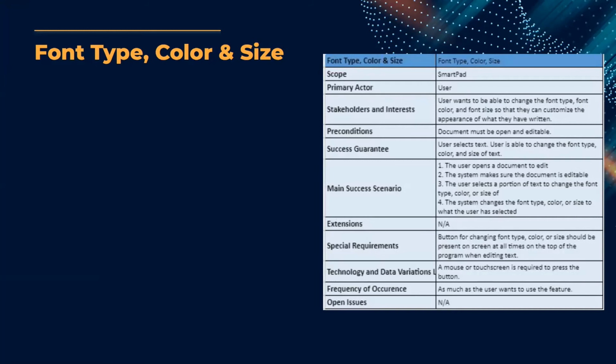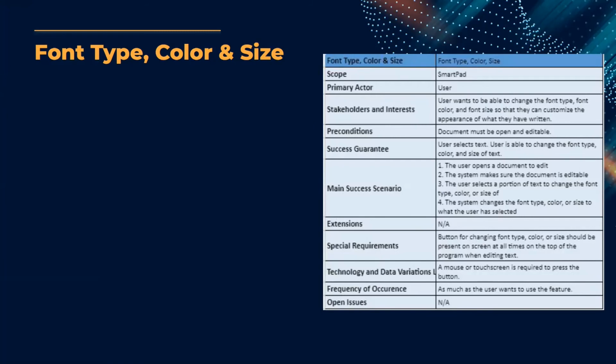The user wants to be able to change the font type, color, and size so they can customize the appearance of the text they've written. Preconditions, again, document must be open and editable. And the success guarantee is user selects text. User is able to change the font type, color, and size of text.